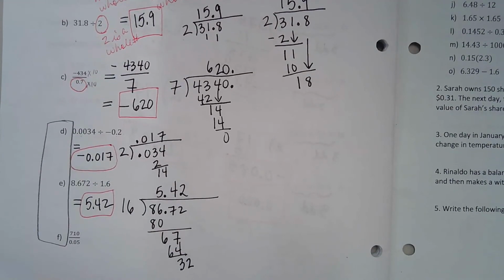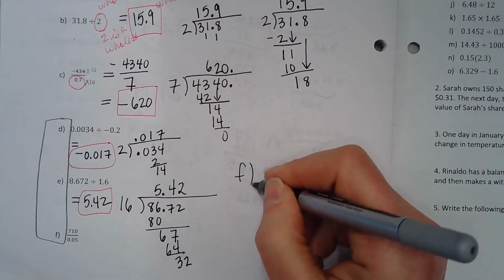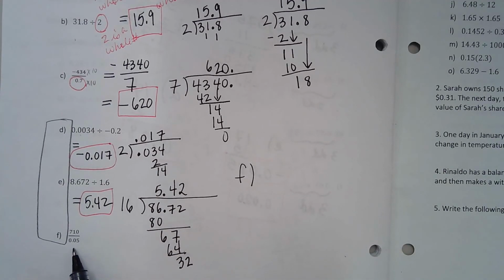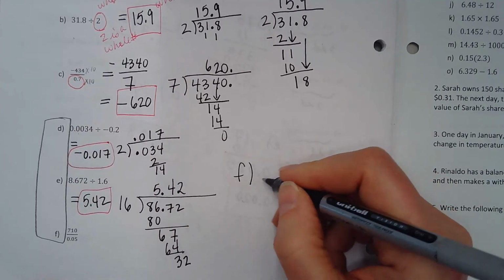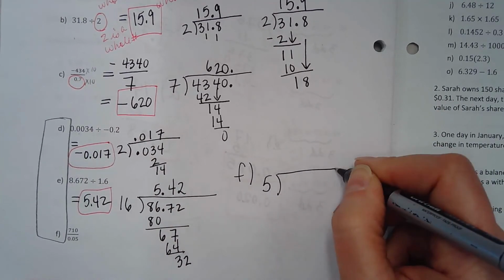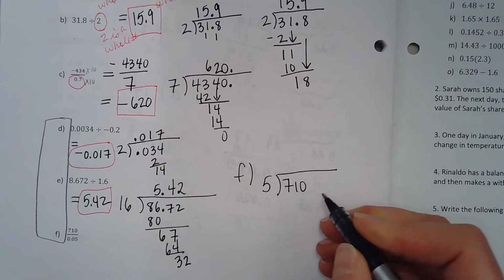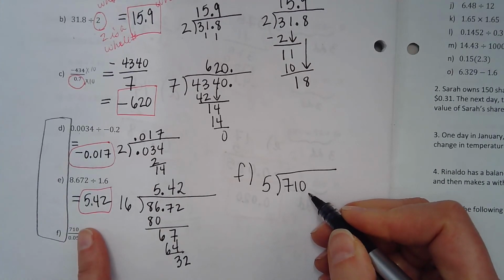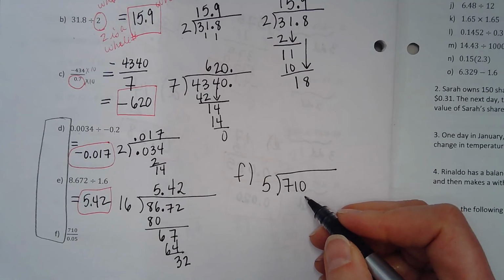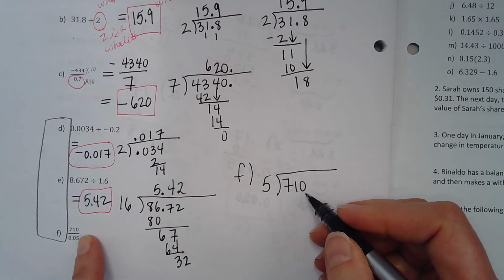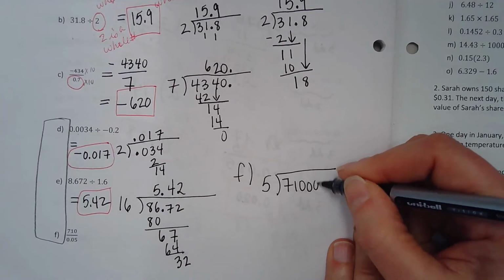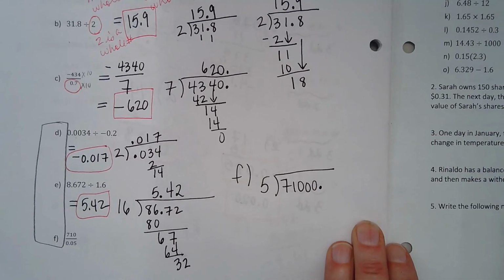Okay, and then last one, I'll do F over here. How many places do I have to move the dot over before I get to a whole number? 2, right? So that becomes 5. So I had 710, that's where the dot was. If the dot's not indicated, it's always right after the last number of a whole number question. So I'd have to add 2 zeros, and that's where my dot would be.